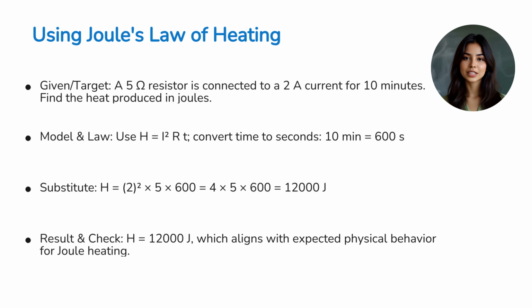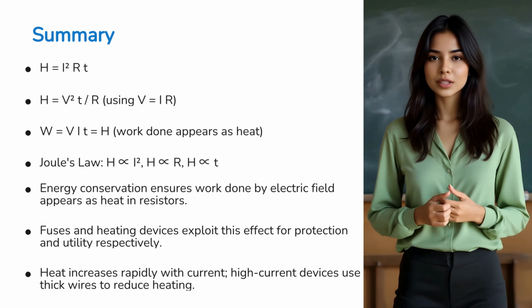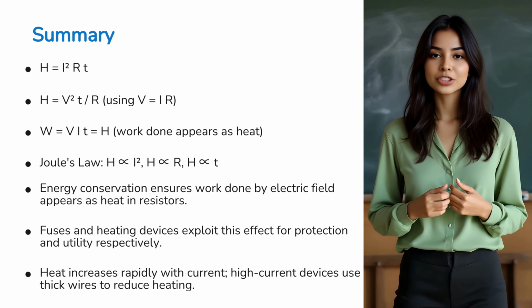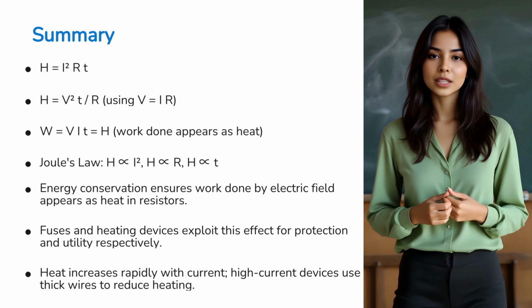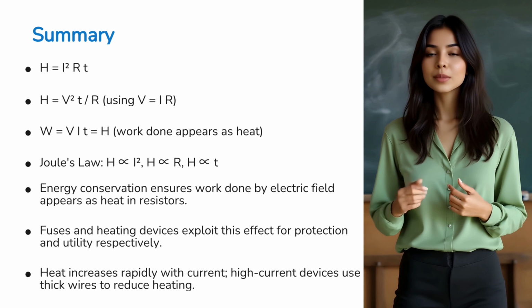This makes sense physically. As the resistor has moderate resistance and current, it burns a significant amount of heat over that 10-minute time frame. Understanding these calculations helps us predict and manage heat in electrical devices safely and effectively. To wrap up, the heating effect of electric current is all about converting electrical energy into heat inside resistive materials. The key formula we learned is heat equals current squared times resistance times time.